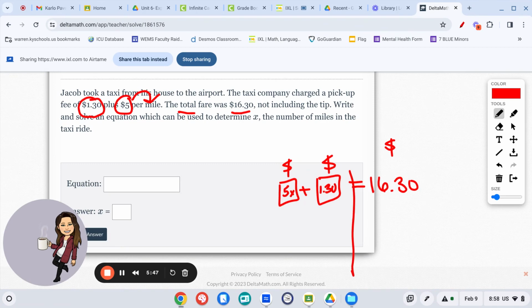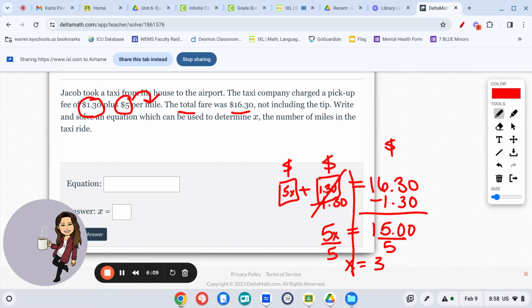And then you're just going to solve it. So the $16.30, $1.30 of that was just getting picked up. So you're subtracting the $1.30 fee to get $15. And then you have your 5x left. You'll divide by 5. So x would be 3. So your equation will go here. And then your answer would be 3.